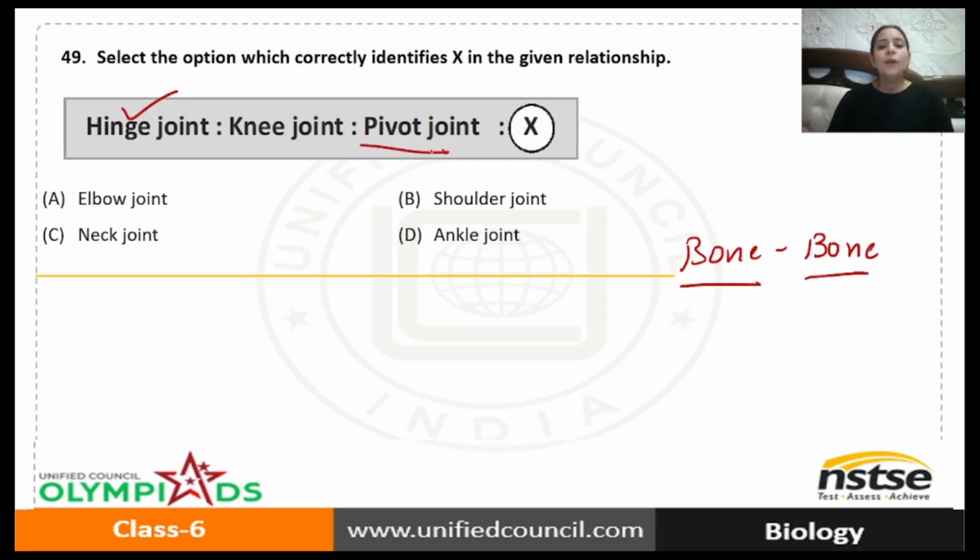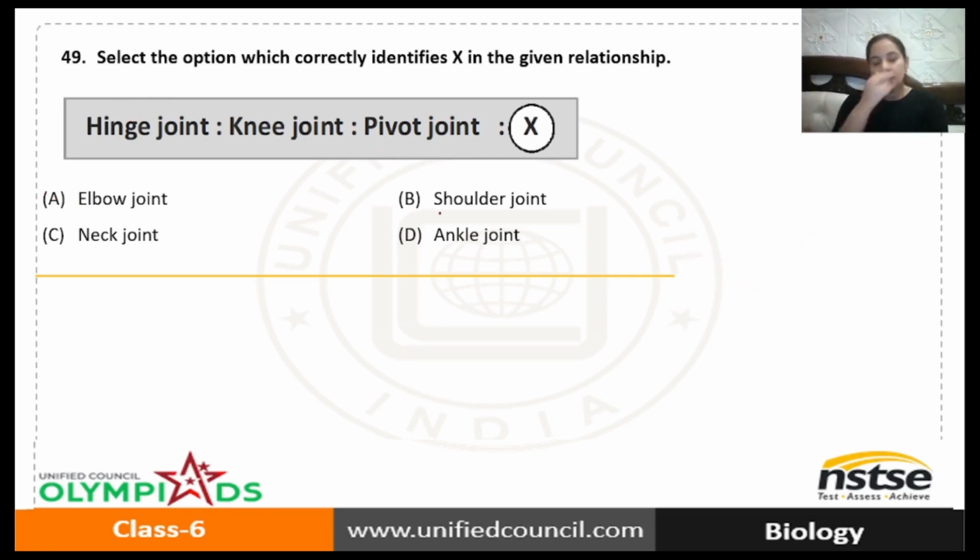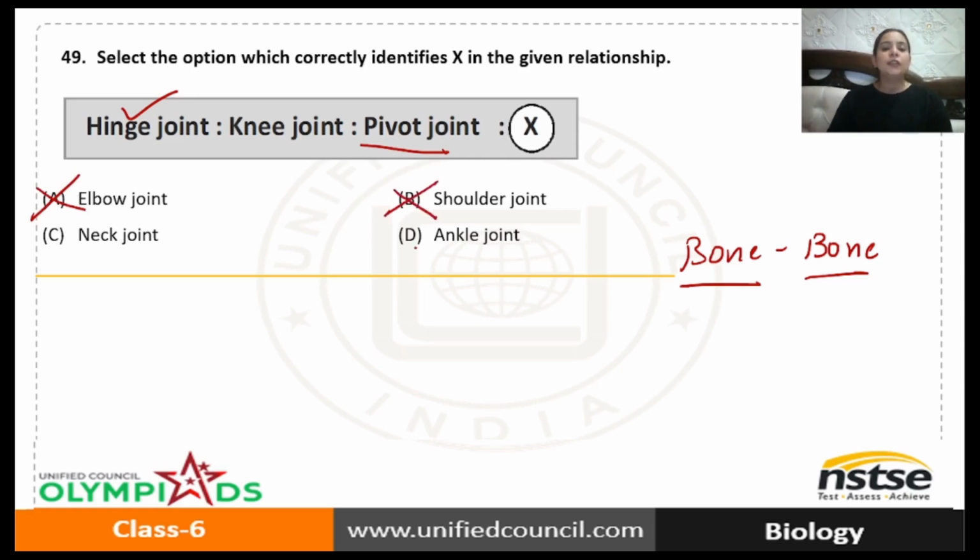But if you talk about pivot joint, it is the one which can allow movement in a rotational manner. So here, elbow joint allows the movement in one plane. It is a hinge joint. Shoulder is a ball and socket joint. Ankle is again one plane movement allowed, so it is also a hinge joint. But neck joint is a pivot joint because it allows rotational movement.